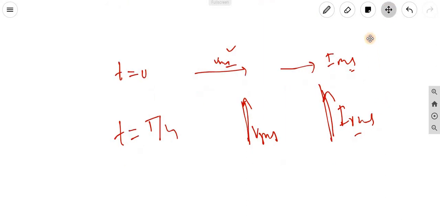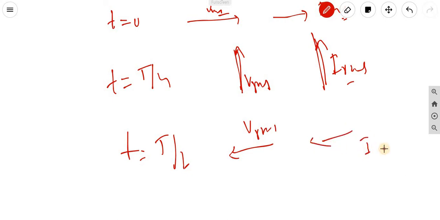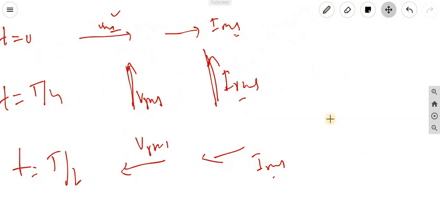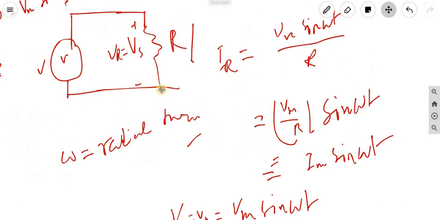And for T by 2, VRMS and IRMS would be in this way. So what is the meaning of this? This is the rotation, actually, in this way with angular frequency omega. The relationship is that the current through the resistance and the current through this element would be in the same way.